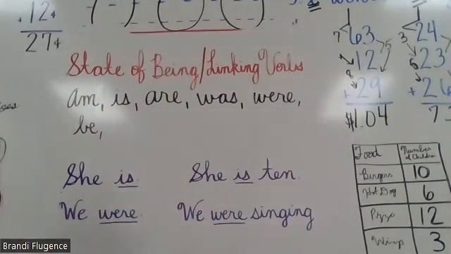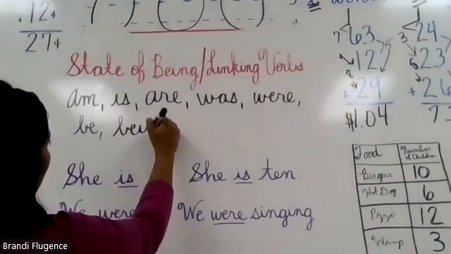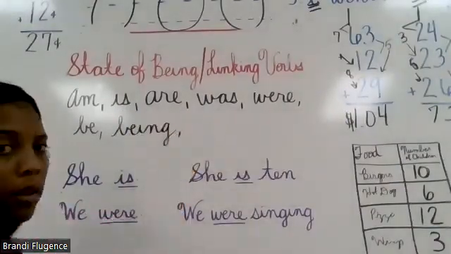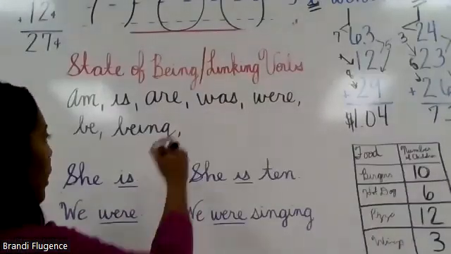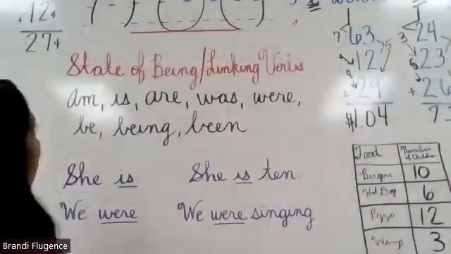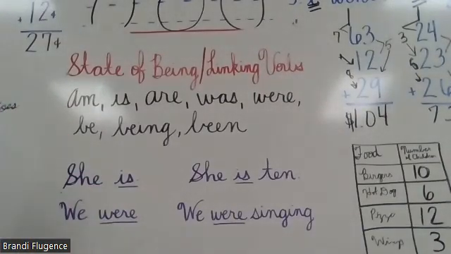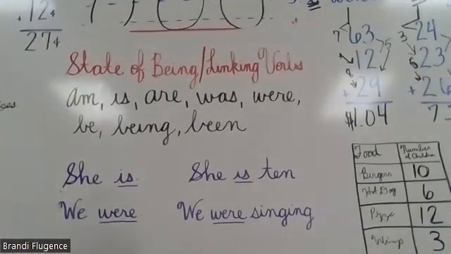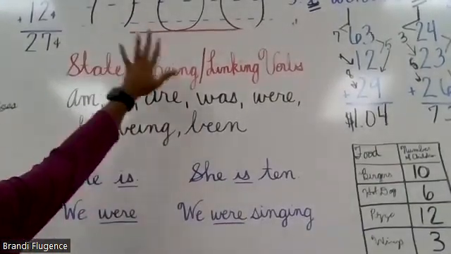Am, is, are, was, were, be, being, and Dennis, last one. Being, then been. Good. So these are our state of being and our linking verbs. Am, is, are, was, were, be, being, been. Okay? So these are the state of being and linking verbs.